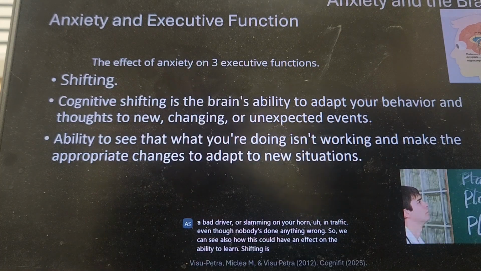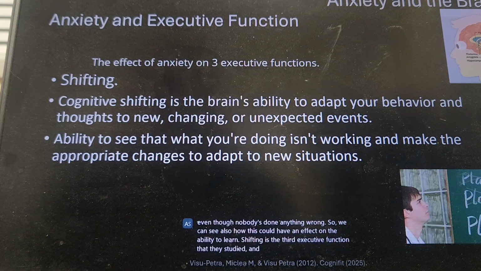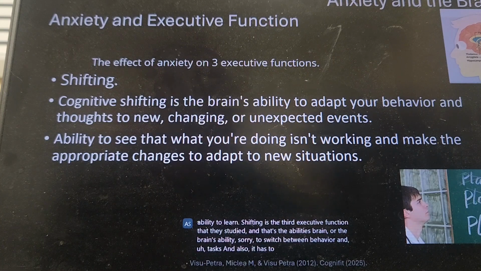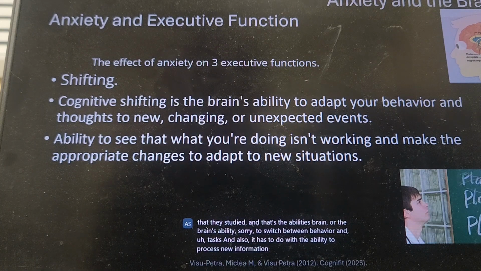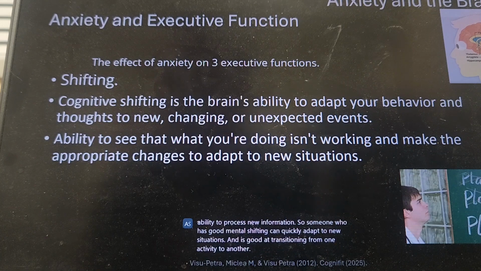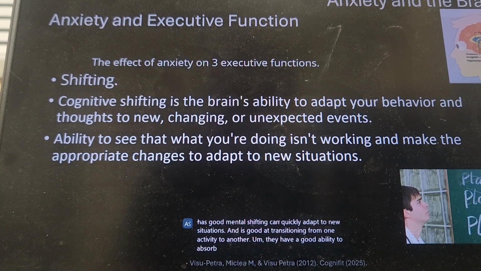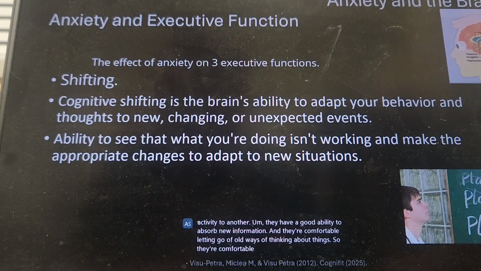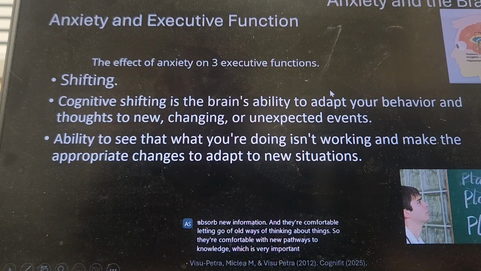Shifting is the third executive function that they studied, and that's the brain's ability to switch between behavior and tasks. And also it has to do with the ability to process new information. So someone who has good mental shifting can quickly adapt to new situations and is good at transitioning from one activity to another. They have a good ability to absorb new information, and they're comfortable letting go of old ways of thinking about things. So they're comfortable with new pathways to knowledge, which is very important for learning.